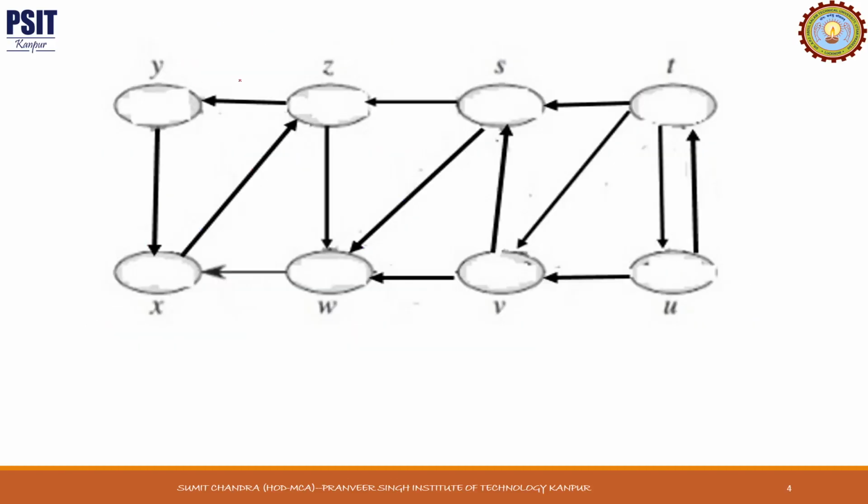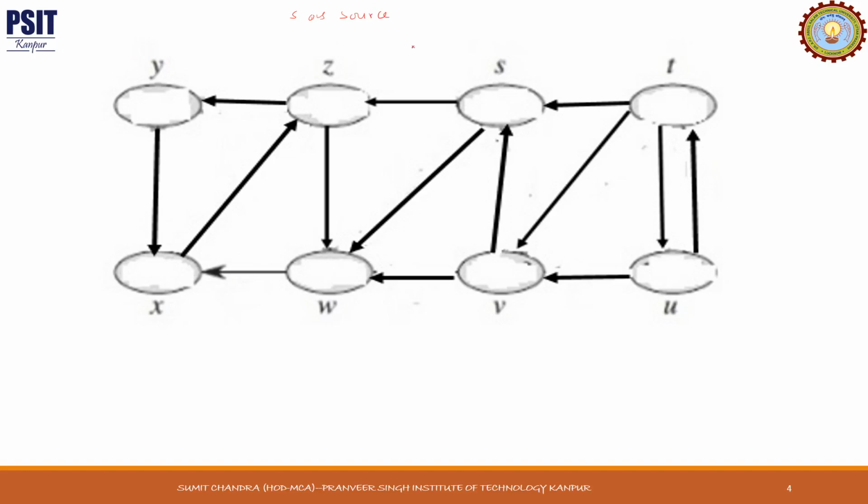Suppose this is the question given. So this is the graph. You can choose any vertex as a source vertex. Suppose I am choosing S as source. So how do I start the depth first search?